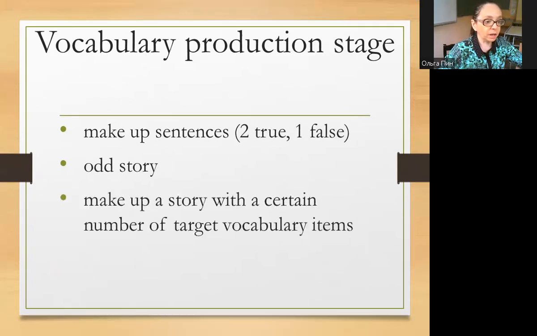Next activity is making up a story individually or in a group with a certain number. For example, make up a story using 5 vocabulary items you've learned today. Yeah, something like that. And Tic Tac Toe, where you write the key vocabulary in the spaces, having the students make up a sentence again. Yeah?